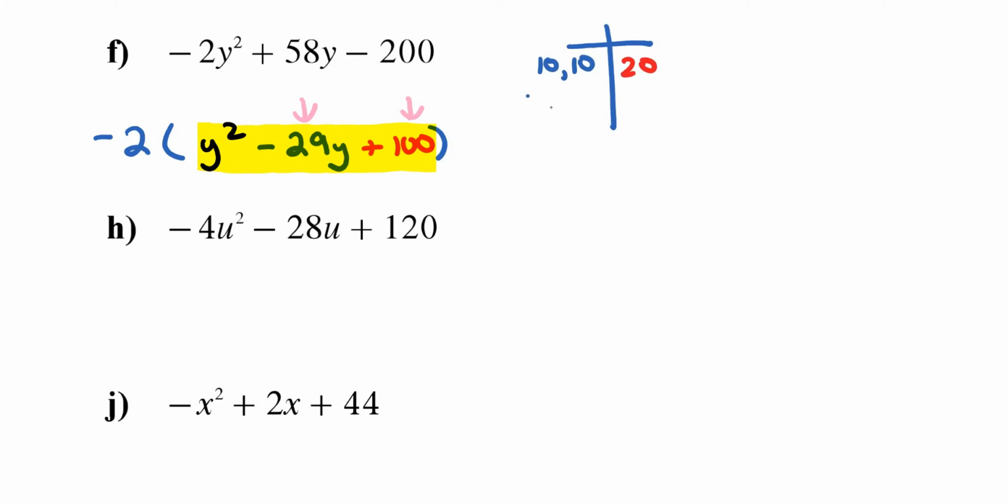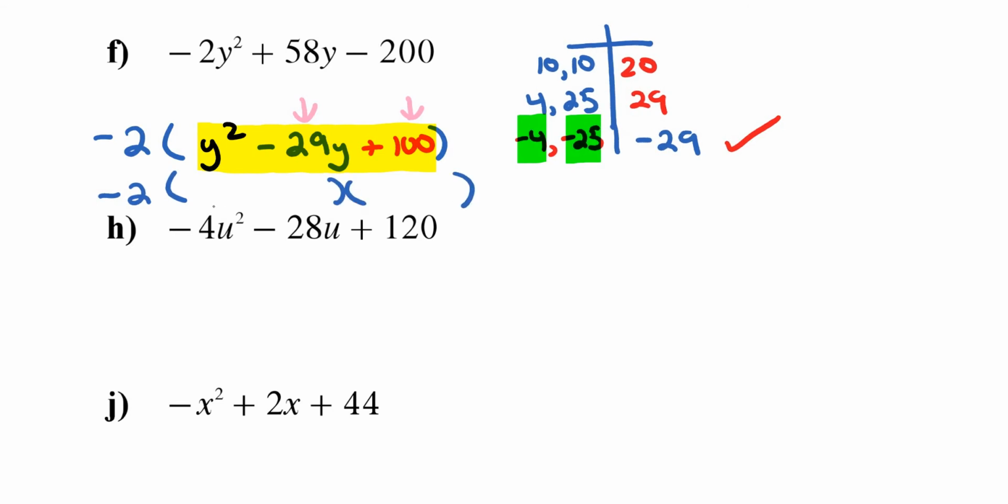Another combination that could work is 4 and 25. 4 times 25 is 100, but if you add those together you would get 29. So I need a -29, so all you really need to do is put a minus sign in front of your numbers, so -4 and -25. If I add those together I get -29. So this combination right here works. So I'm looking at -4 and -25. So -2, two sets of brackets, and then y minus 4 and y minus 25. And that is your final answer for letter F.